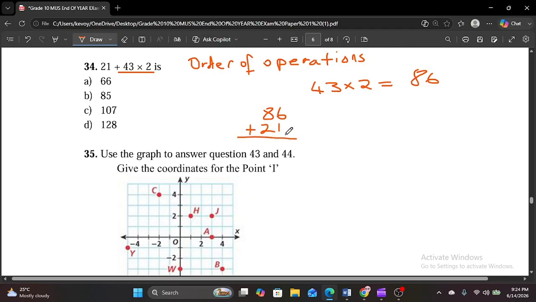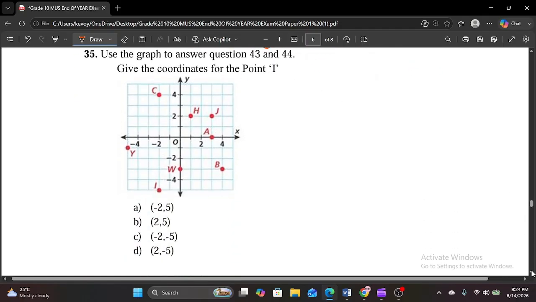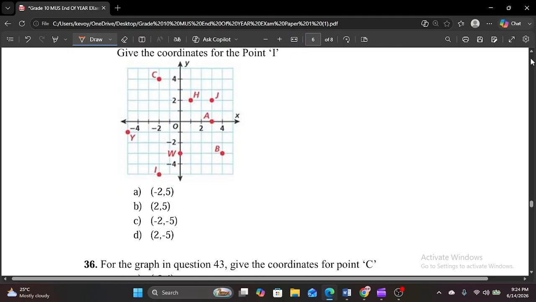That's going to be equal to 7 and 10. So 100 and... use this graph to answer questions 43 and... so use this graph to answer some questions.